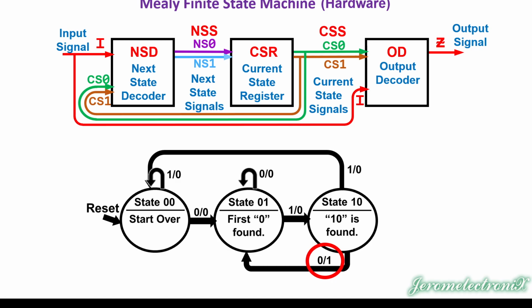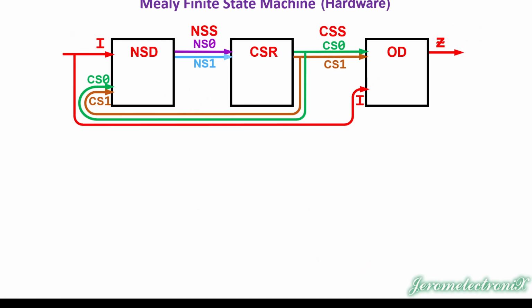This spot here just happens to be the only time that the output is a 1. The output is a 1 because we found the sequence we're looking for at this point. So that's why that particular point is so important. The rest of the time, Z will equal 0 until we find the 1 output that we need.